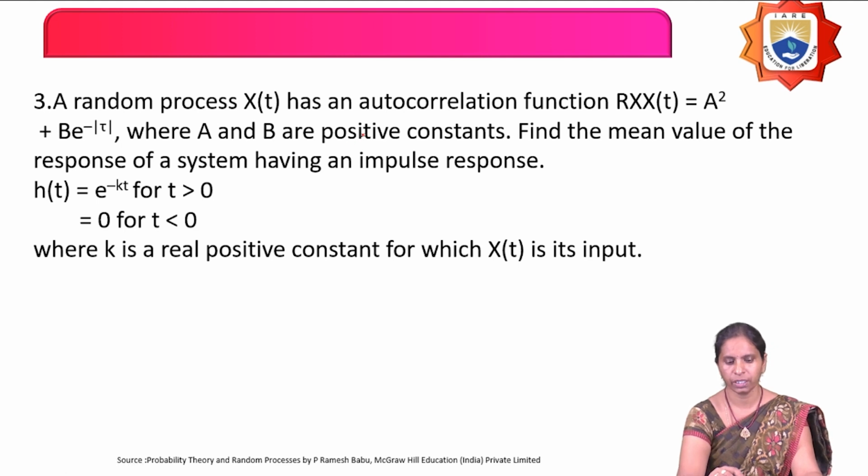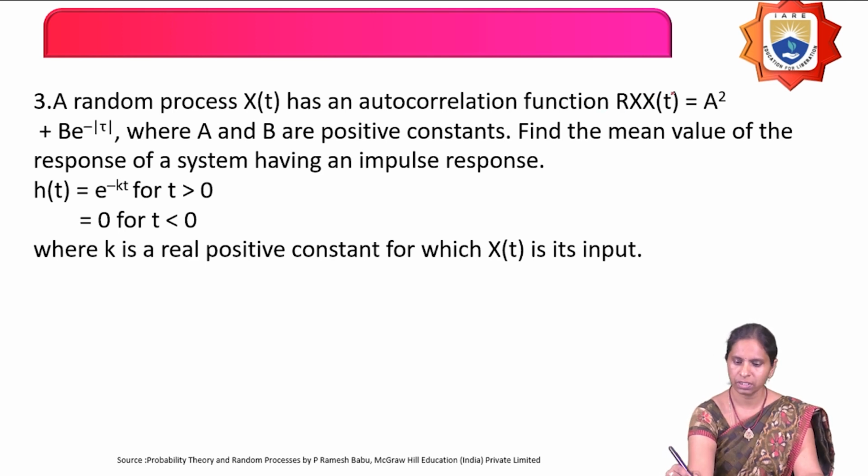So the next question they have given is: a random process x(t) has an autocorrelation function Rx(tau).